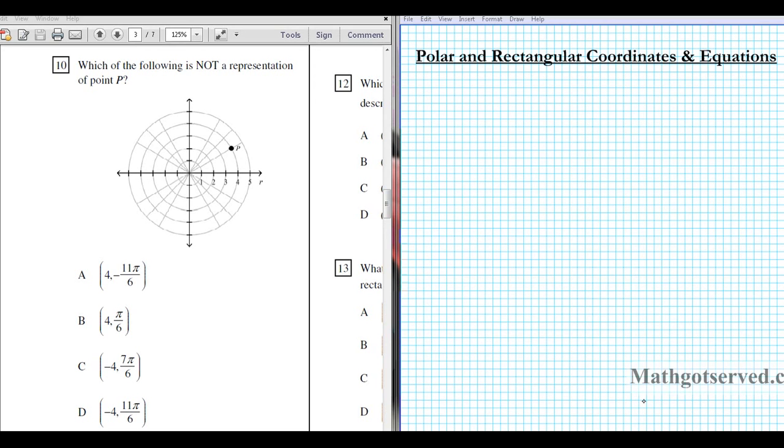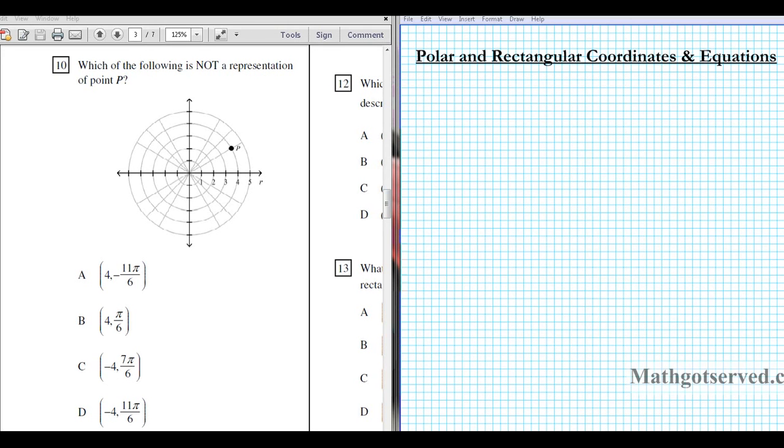All right, in this part, we're going to be going over polar and rectangular coordinates and equations, how to graph and convert from one form to the other. Okay, so let's go ahead and start out by taking a look at question number 10. It says, which of the following is not a representation of the point P?